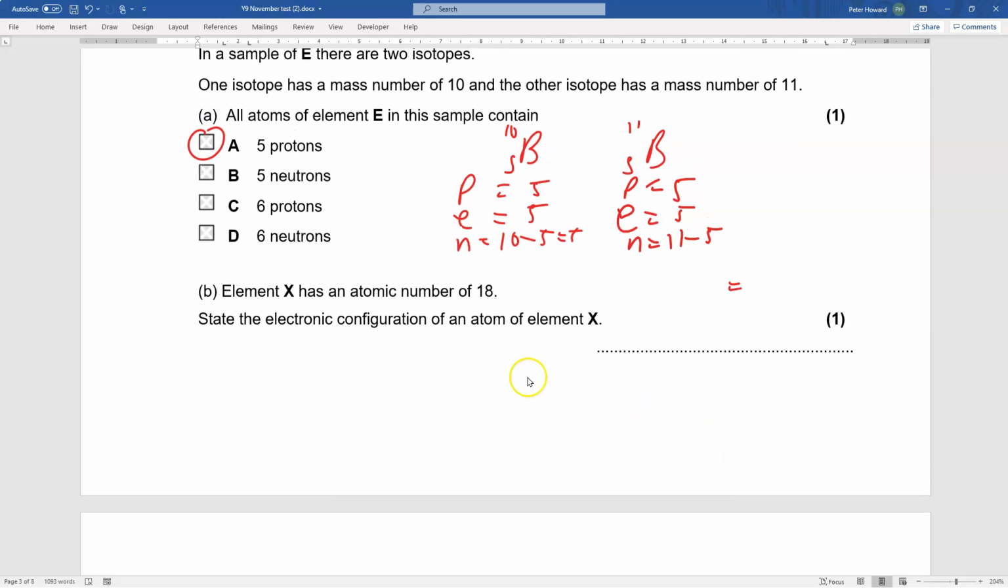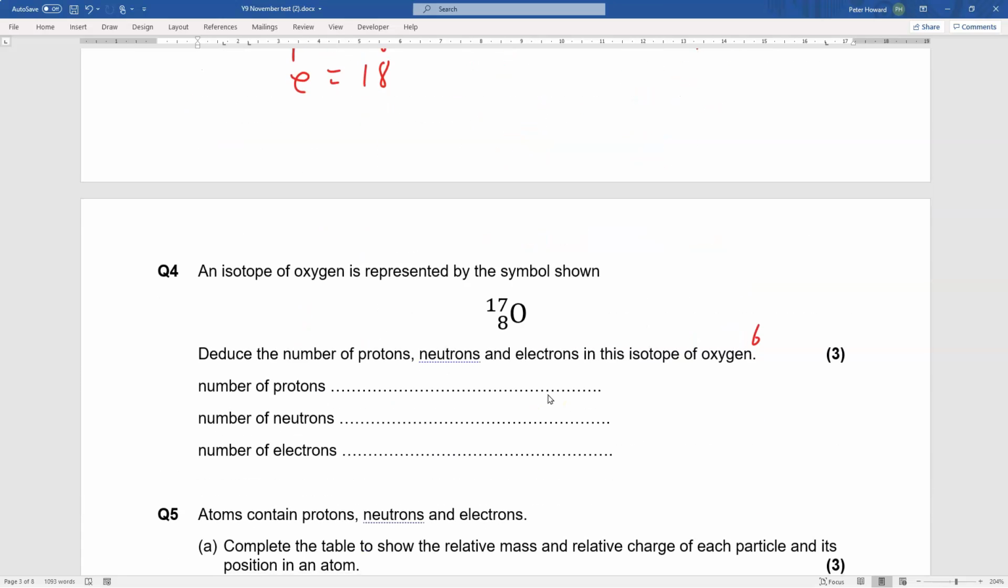Now, next bit, X has an atomic number of 18. What's the arrangement of electrons? If it's got 18 protons, it will have 18 electrons. 2 in the first shell, which is now full. Second shell can have a maximum of 8, second shell is now full. Third shell can have a maximum of 8, third shell is full.